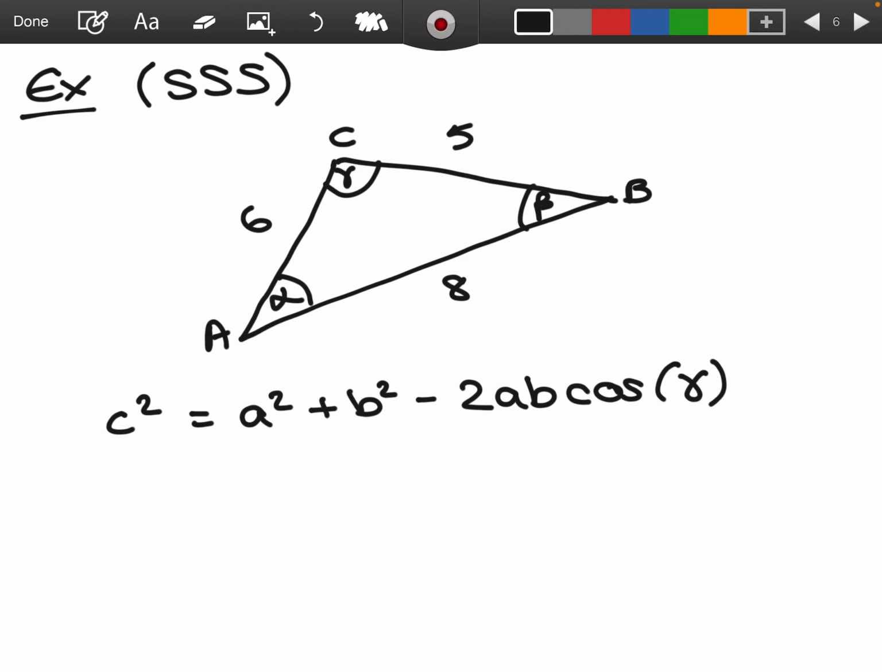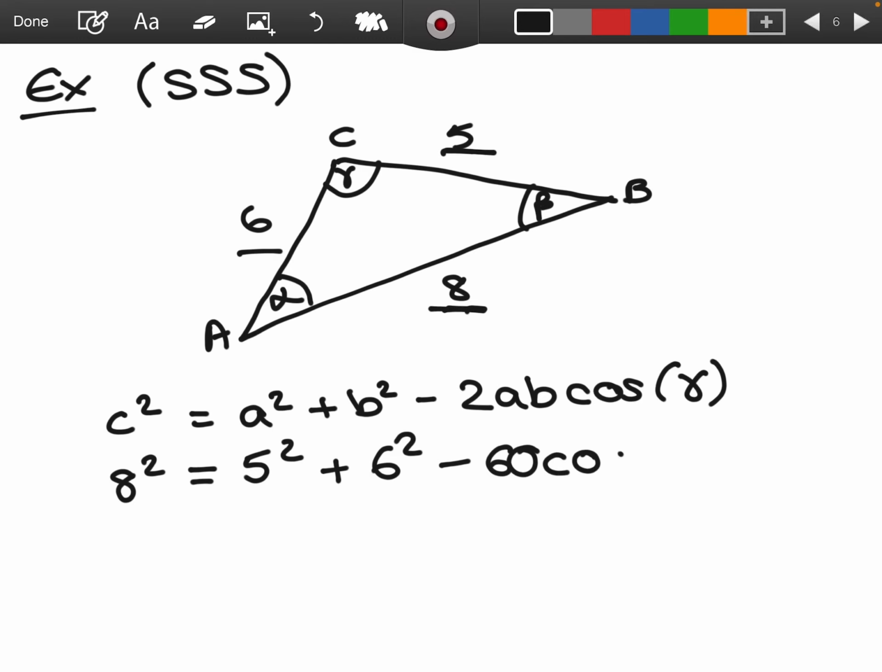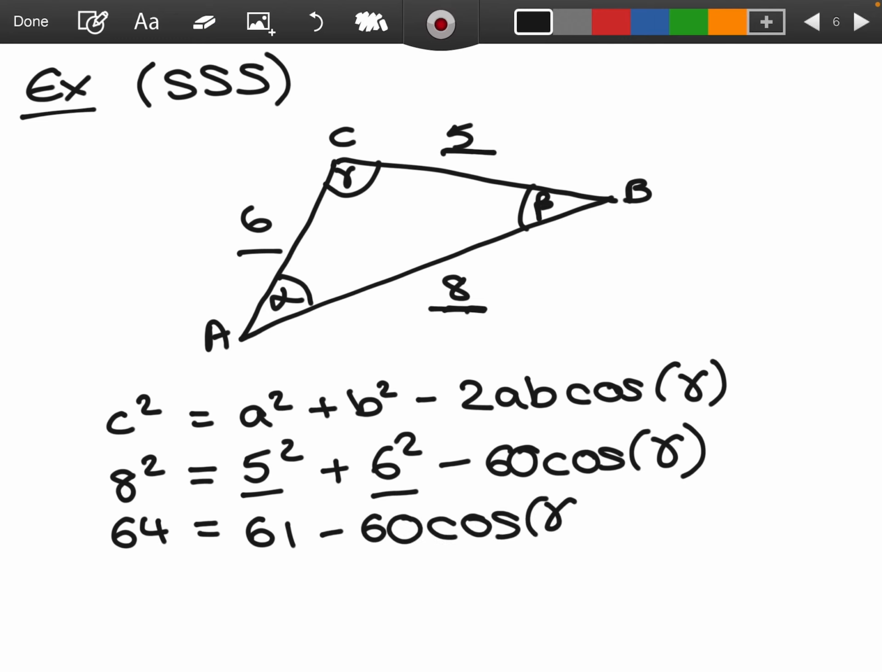Okay. So in this case, c is going to be the length that is opposite to gamma, so that's going to be h squared. Then a is 5, and we're squaring that, and b is 6. And then a times b is going to be 30, multiplied by 2 is going to be 60 cosine, and we don't know what gamma is yet. So I've got 64. Then this is 25 plus 36, which will give me 61, minus 60 cosine gamma.